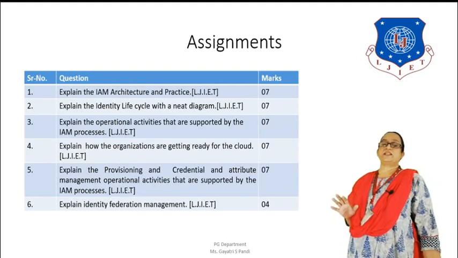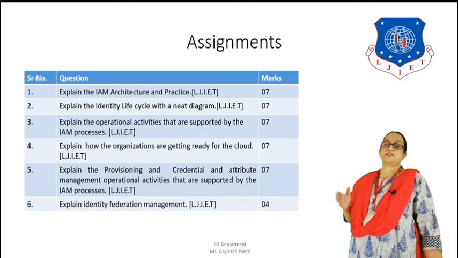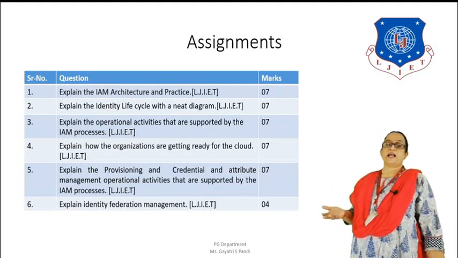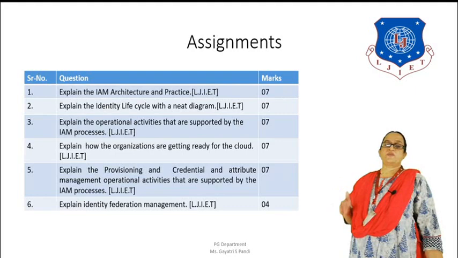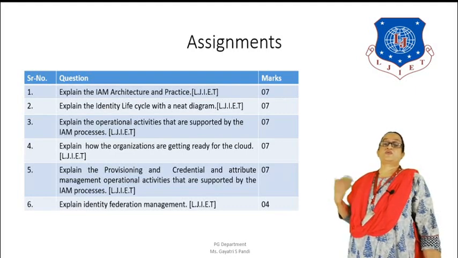These are certain assignments for today's session. You can just have a look at it. And there are various questions of 7 marks and 4 marks. Some of the questions are very useful from the exam point of view.